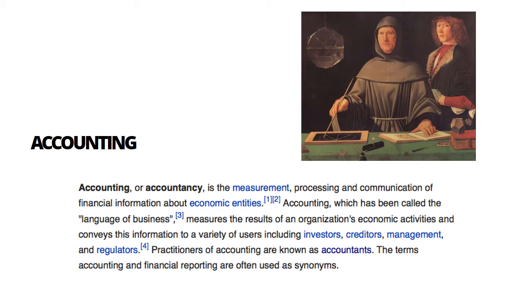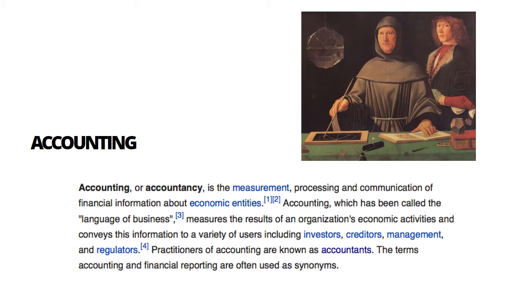Accounting, which has been called the language of business, measures the results of an organization's economic activities and conveys this information to a variety of users, including investors, creditors, management, and regulators. Practitioners of accounting are, of course, known as accountants.